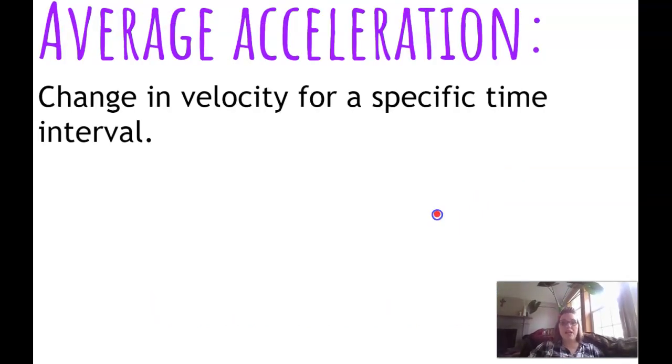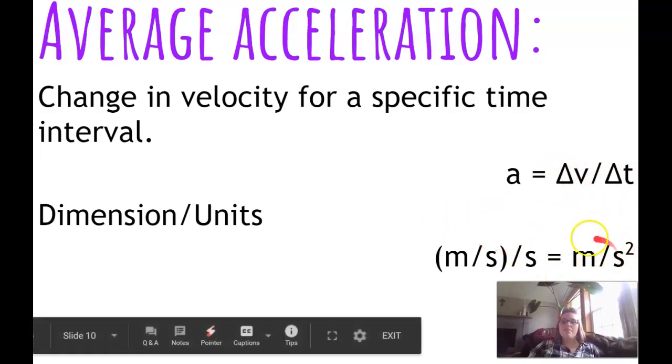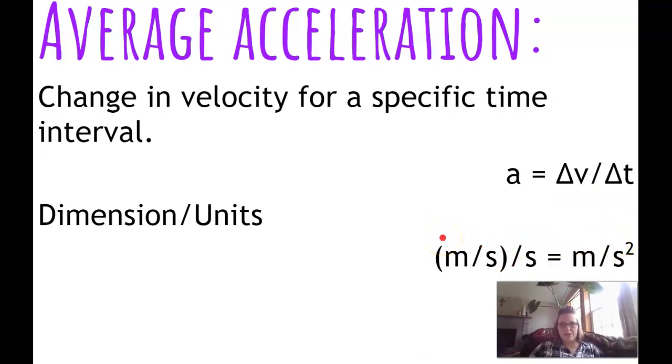Last word from today, acceleration. This is the change in velocity for a specific time interval. We write it with an A for acceleration. Again, that delta, which means change, so change in velocity divided by the change in time. And the unit for acceleration is one we don't usually see, meters per second squared. That's because both velocity and acceleration are terms that require math in order to derive them.